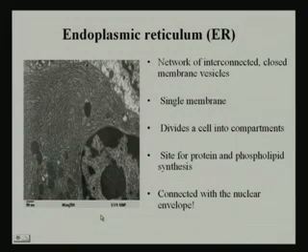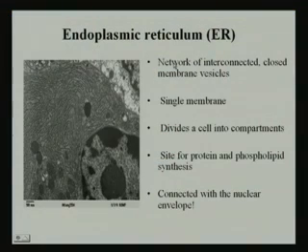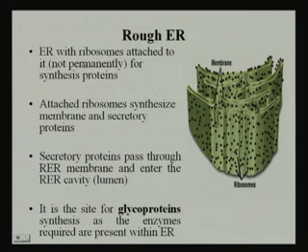Now, the organelle immediately connected to this nucleus is the endoplasmic reticulum. The endoplasmic reticulum is a network of interconnected closed membrane vesicles. It is a single membrane organelle. It divides the cell into compartments, and it is the site for protein and phospholipid synthesis. It is connected with the nuclear envelope.